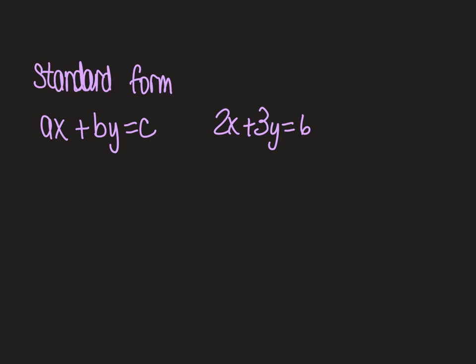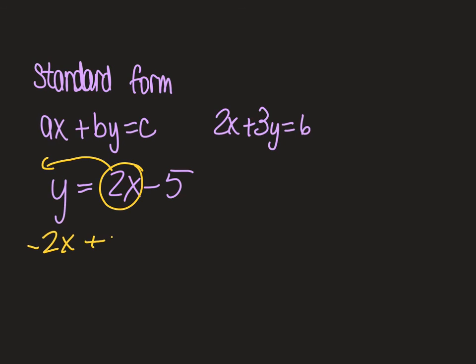Our last form is standard form. Standard form is ax plus by equals c, and it would look like something like this. We did this when we did the scribble and solve method. So if you have one that's in slope-intercept form, y equals 2x minus 5, all you're going to do is take this guy over to the other side and say negative 2x plus y is equal to negative 5. So it's just more rearranging.